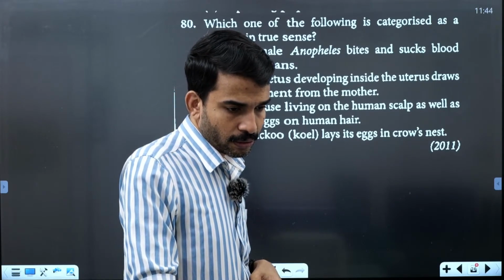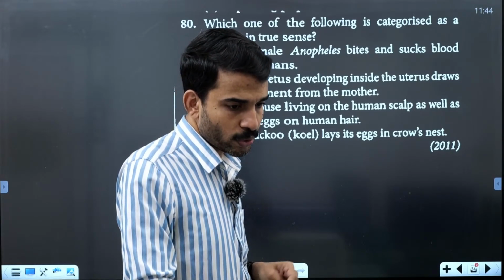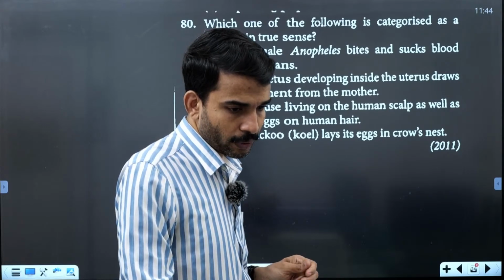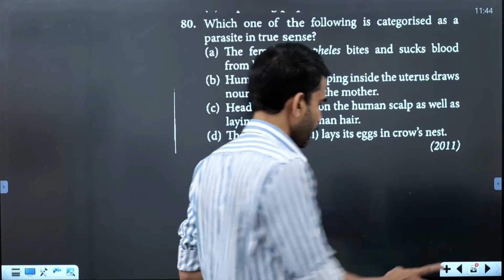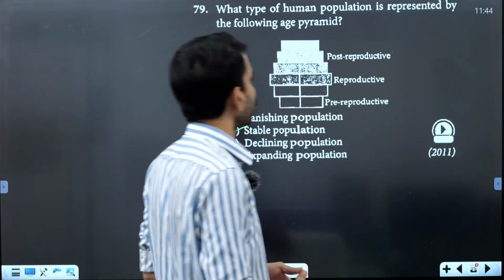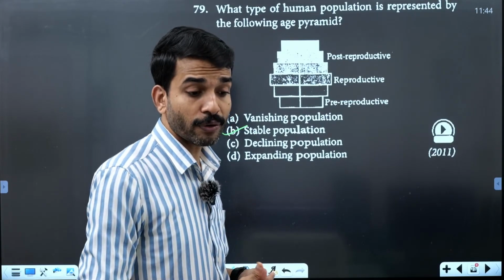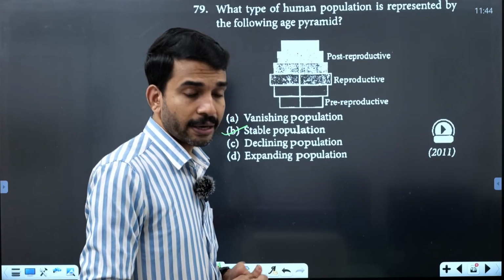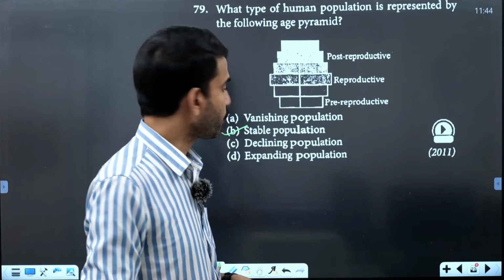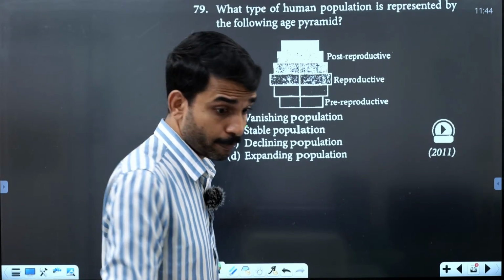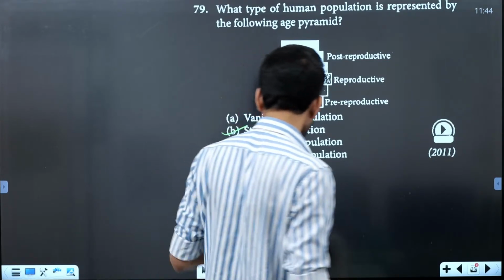Shreya, the last question you asked about, right? That's the thing we will check. Declining maybe. Oh, okay. There are fewer people in the pre-reproductive group. You are right. It's not a stable population. Of course, it is a declining population.